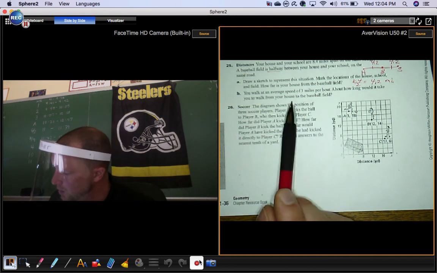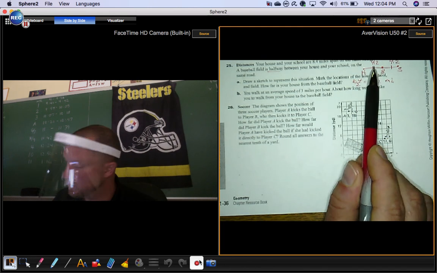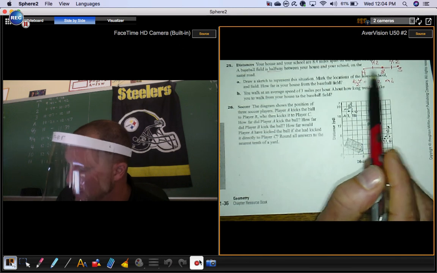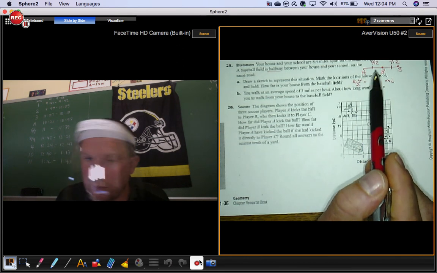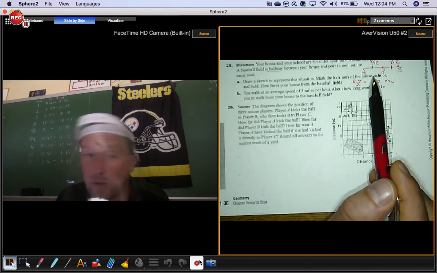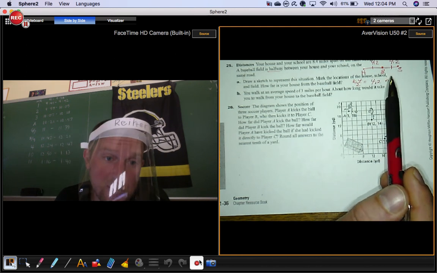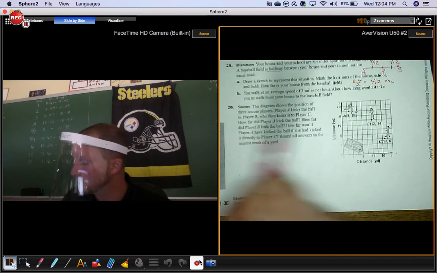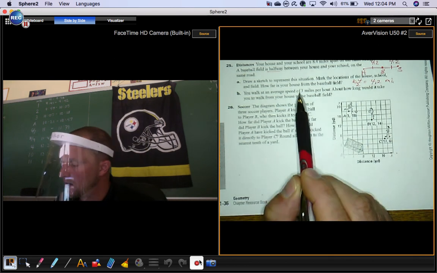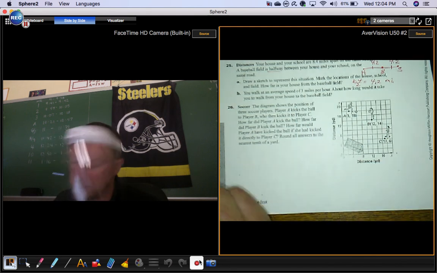Okay, well, we want to walk from our house to the baseball field. That's 4.2 miles. If we walk 3 miles an hour, after an hour, are we going to get to the baseball field from our house? We're not. Now if we walk for 2 hours, we would go 6 miles. So it's in between 1 and 2 hours. So you need to figure out how many times that 3 goes into 4.2.